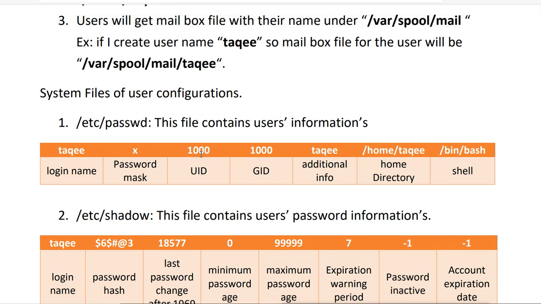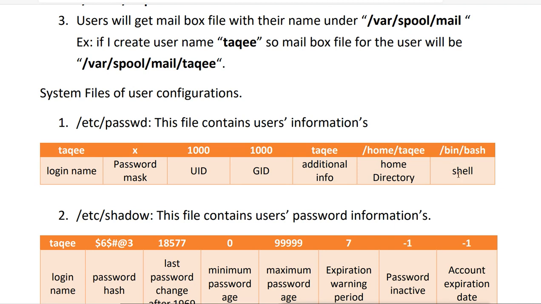the UID which the user gets, and then you will see the GID of the primary group of this user. So with this user the group is also created, and that group's GID will show here. Then you will see the additional information of the user, then the home directory name, and then the shell.